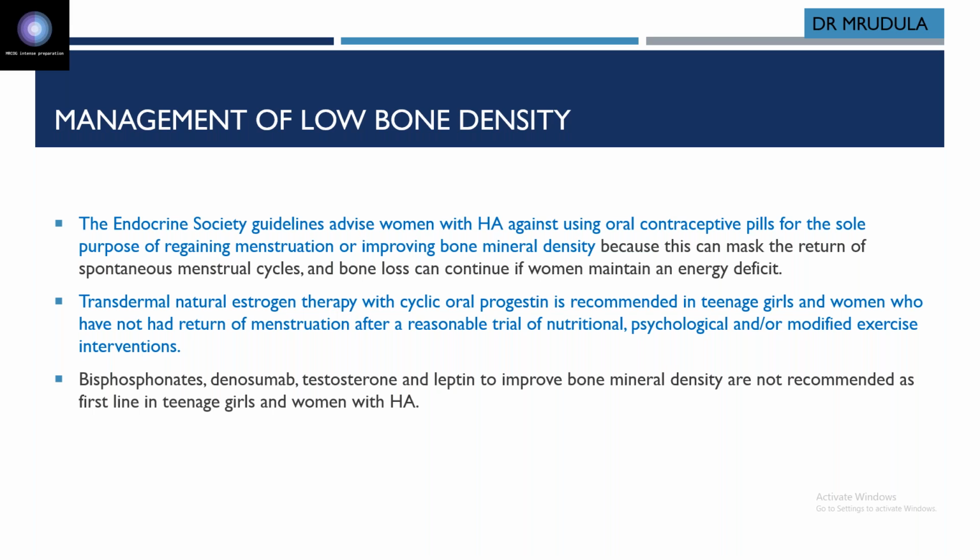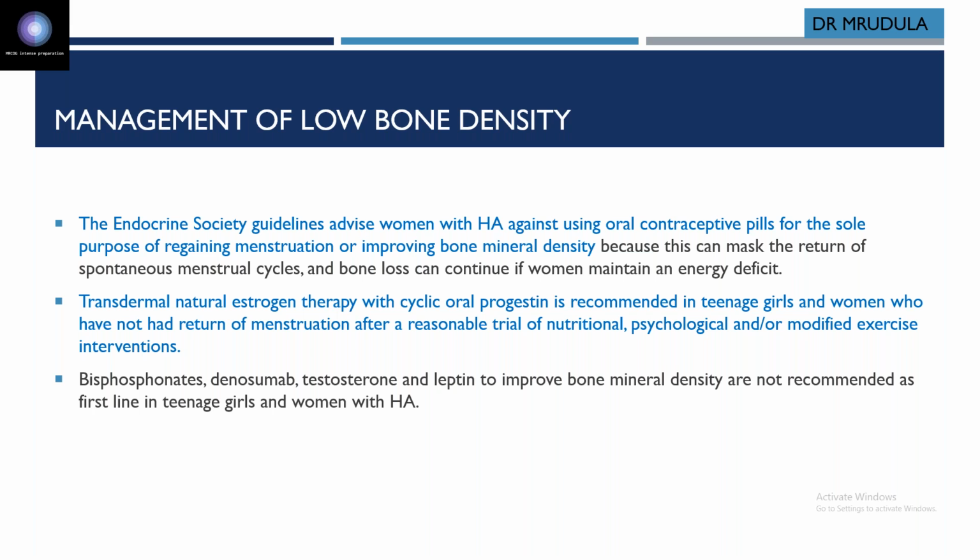So, as I told you, the Endocrine Society advises women with hypothalamic amenorrhea against using oral contraceptive pills because they can mask the return of spontaneous menstruation, and the bone loss can continue if the woman maintains this energy deficit. So what happens with hypothalamic amenorrhea? Basically, this is because of low energy levels. Okay, and if you treat it with conservative management, like weight gain, dietary changes and control of exercise, they may return to natural menstruation again. And if you start her on OC pills, it will inhibit the return of the spontaneous menstrual cycle.